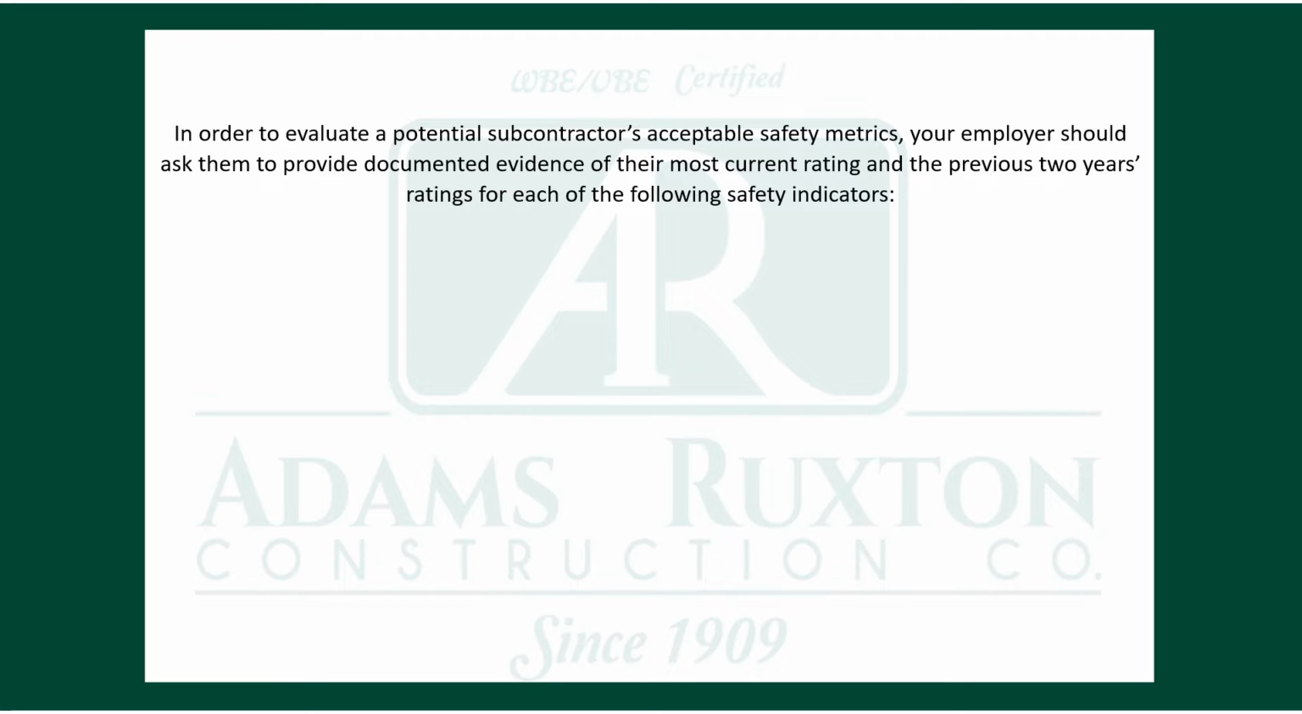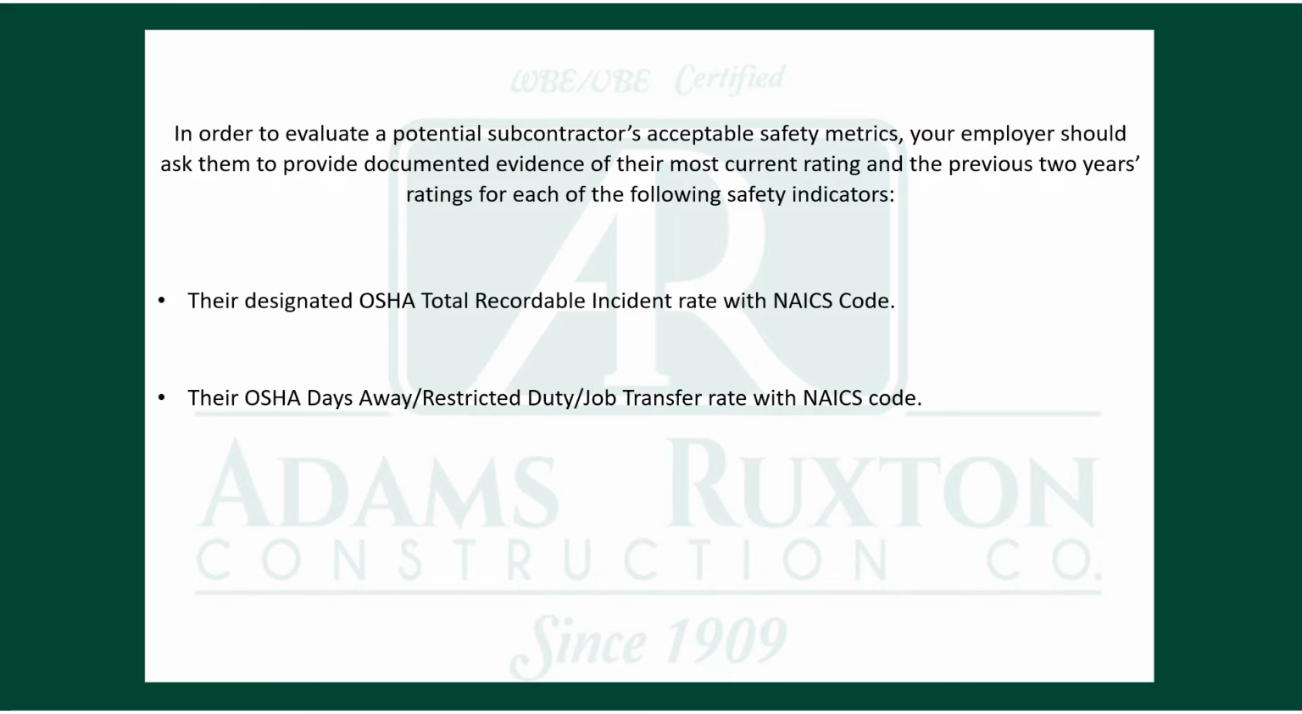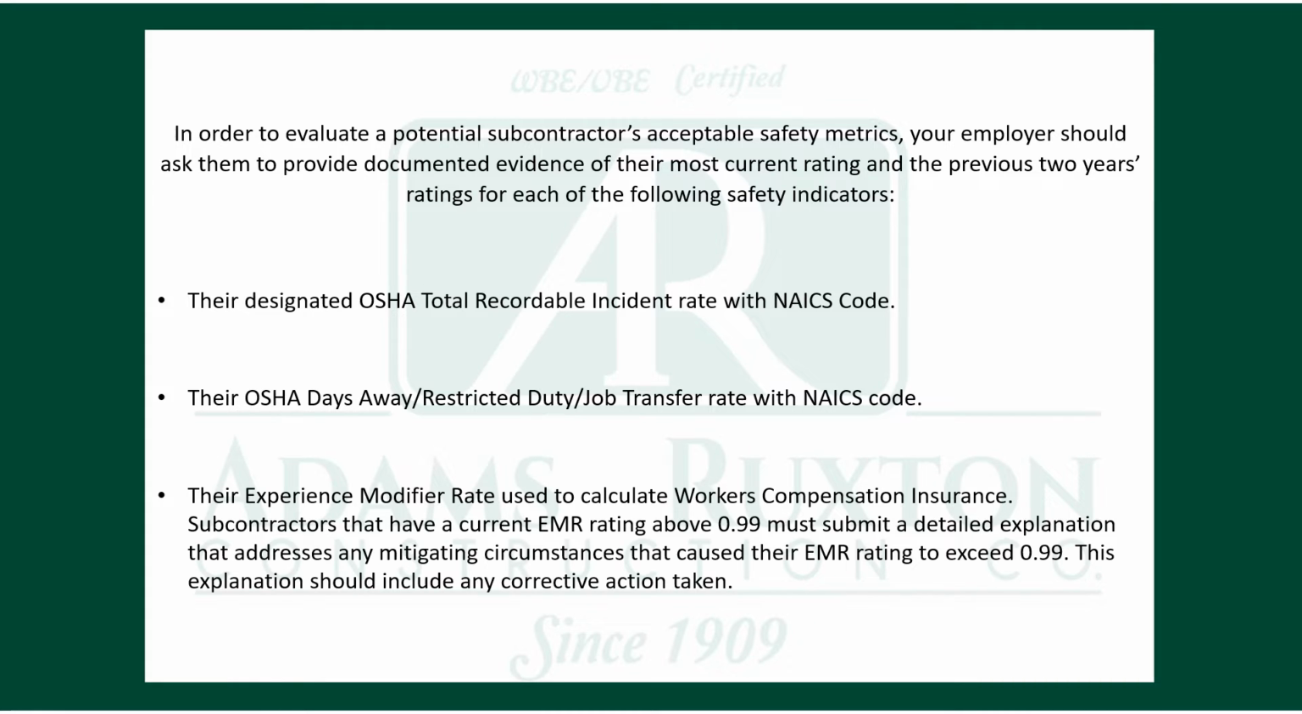In order to evaluate a potential subcontractor's acceptable safety metrics, your employer should ask them to provide documented evidence of their most current rating and the previous 2 years' ratings for each of the following safety indicators: their designated OSHA total recordable incident rate with NAICS code, their OSHA days away, restricted duty, job transfer rate with NAICS code, and their experience modifier rate used to calculate workers' compensation insurance.